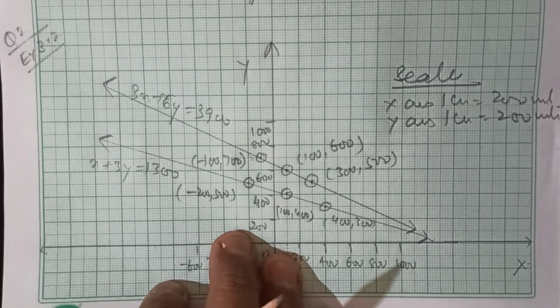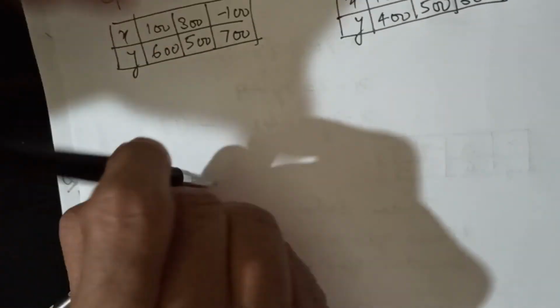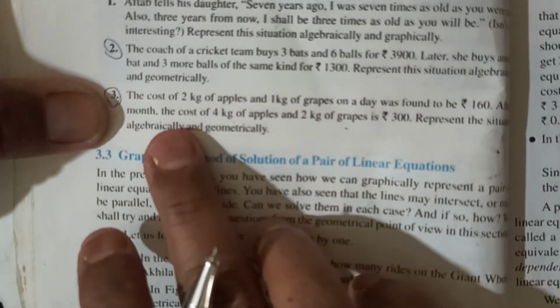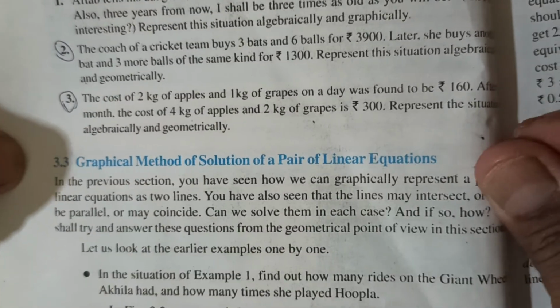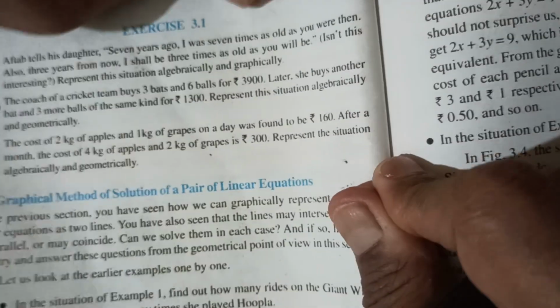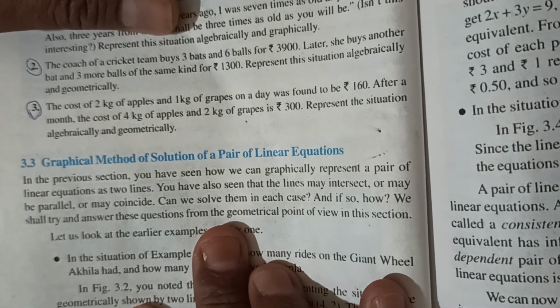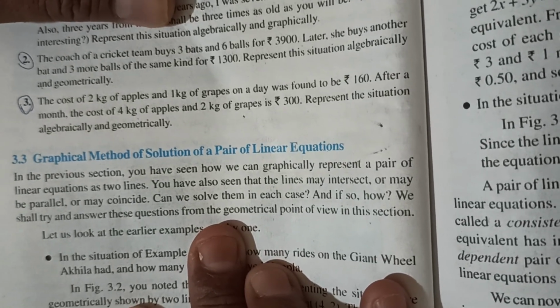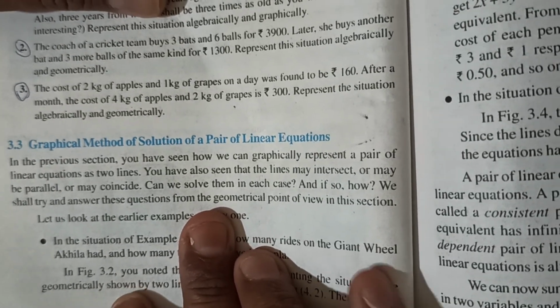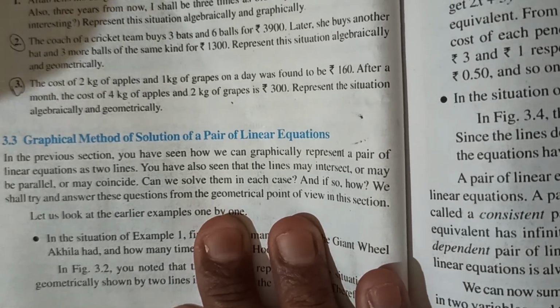Now students, let us take up question number 3. The question number 3 as given in the textbook is: the cost of 2 kgs of apple and 1 kg of grapes on a day was found to be 160. After a month, the cost of 4 kgs of apple and 2 kgs of grapes is 300. Represent the situation algebraically and geometrically.